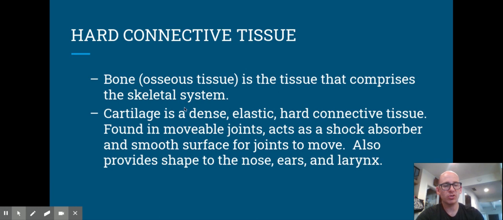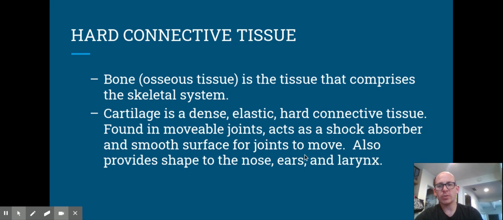It acts as a shock absorber as the joint hits, but it also is really smooth to allow the joints to move past each other without catching. So the meniscus in your knee is cartilage, and usually when people have a tear in the meniscus, as the knee moves in flexion, the meniscus catches and then suddenly it releases. And that's why you have that discomfort and pain with somebody who has a torn meniscus in the knee.